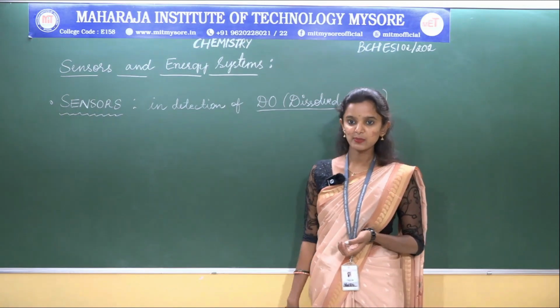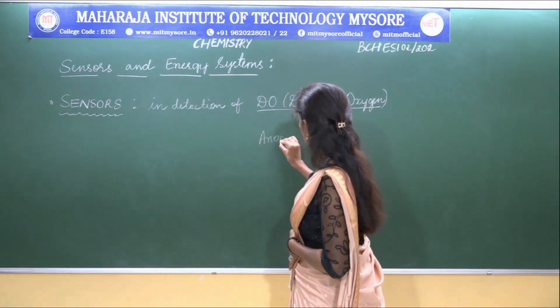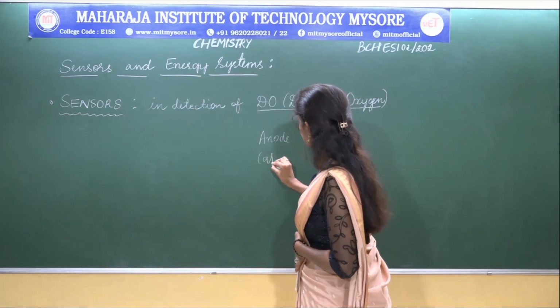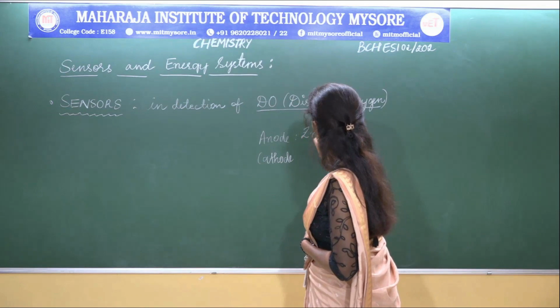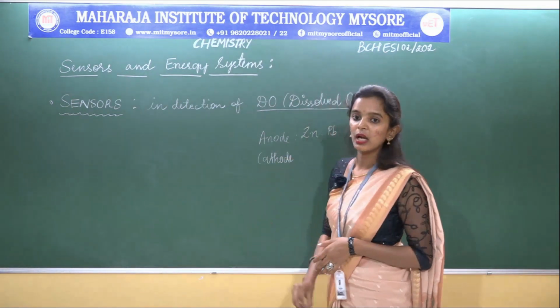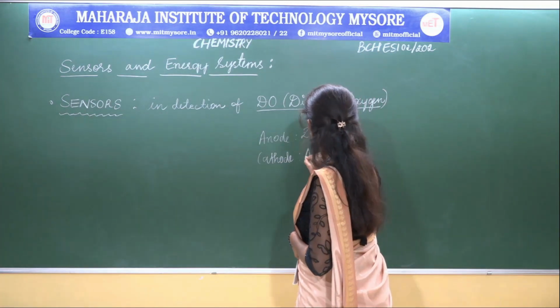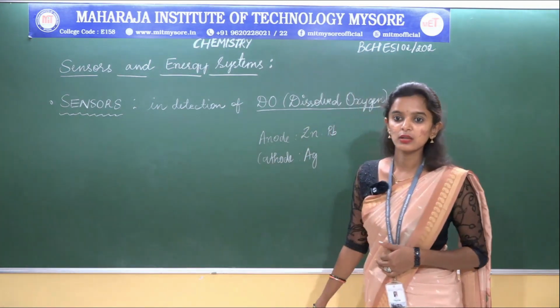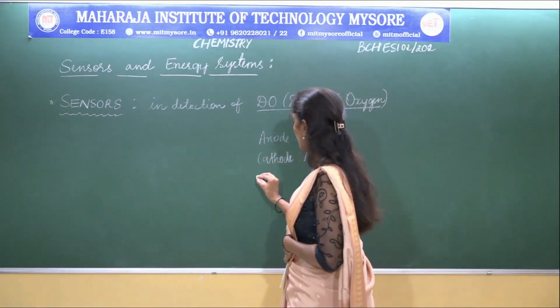The anode is made up of zinc or lead, and the cathode is made up of silver, and the electrolyte is KOH or NaOH.